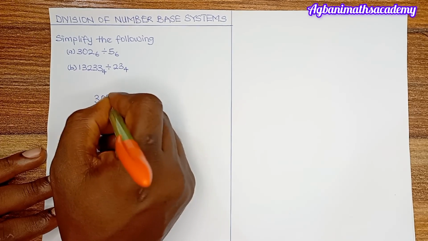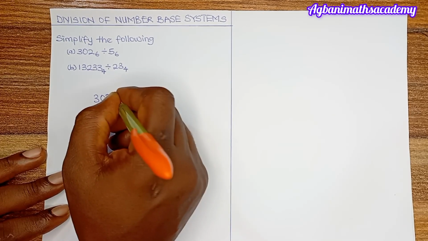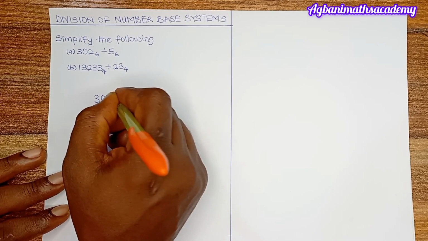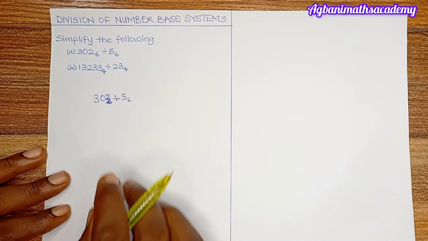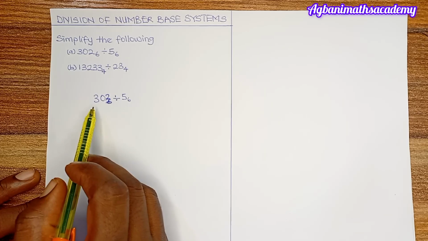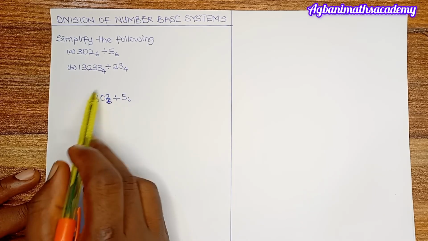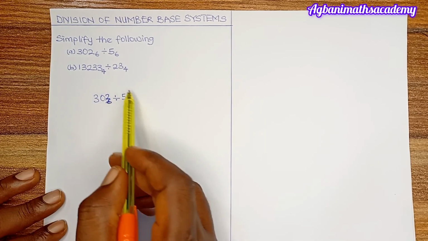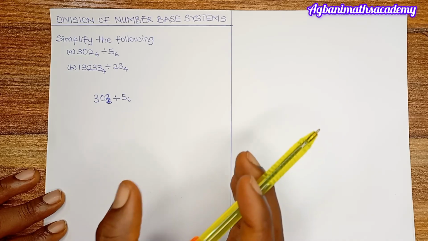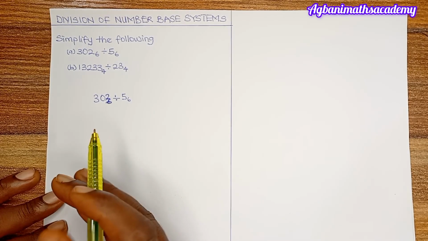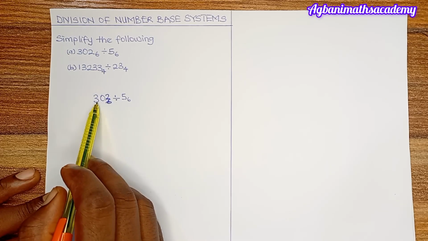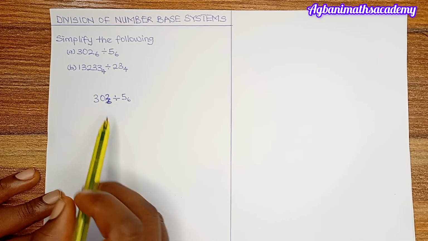So we have 302 base 6 divided by 5 base 6. Here we are going to convert 302 base 6 to base 10, convert 5 base 6 to base 10, and then divide them and then take it back to base 6. So let's do that. Let's convert 302 base 6 to base 10.